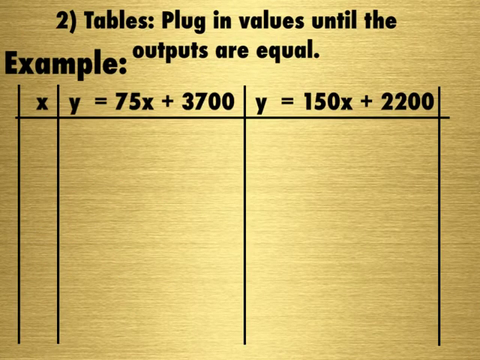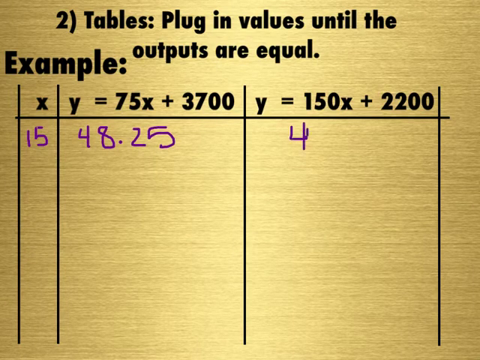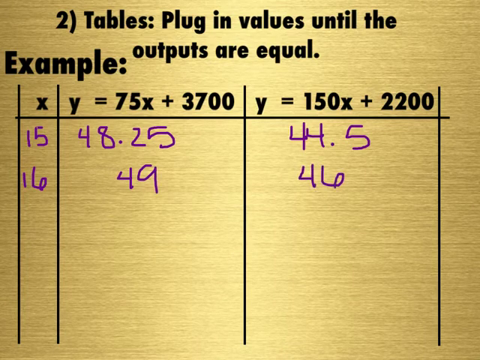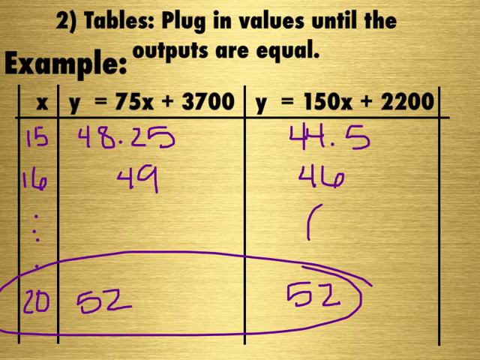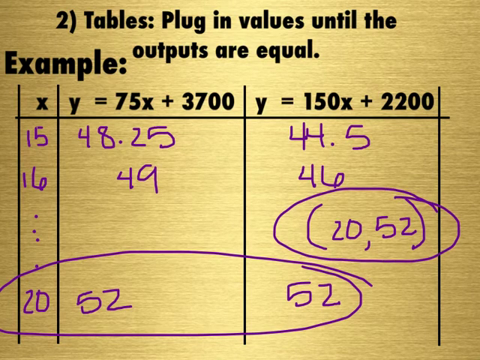Sometimes we'll use a table of values. You have 2 equations and you'll go ahead and plug some numbers in. Maybe I plug in 15. When I plug in 15, I'll get 48.25 or 44.5. Those don't match. If I plugged in 16, I would get 49 and 46. Keep on going. You can test a bunch of different numbers. Maybe I test 20 now. I'll skip around. That's 52 and 52. So that means my solution set is 20, 52. Now that one's a little tedious because you're just doing a lot of plugging and chugging.